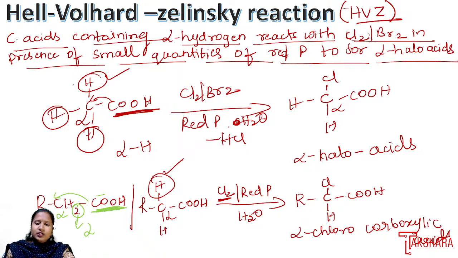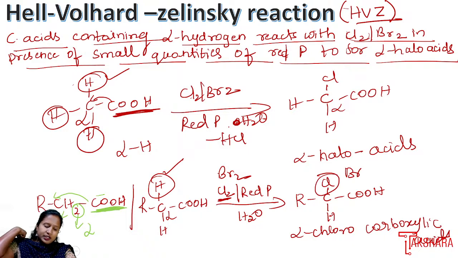So if you consider Br2 in place of Cl2, Br gets attached, and we call it alpha bromo carboxylic acids. So this is the reaction that takes place on addition of chlorine to the alpha hydrogen atoms in the presence of red phosphorus. We get alpha halo products, and this concept, the HVZ reaction, is very very important for the exam.